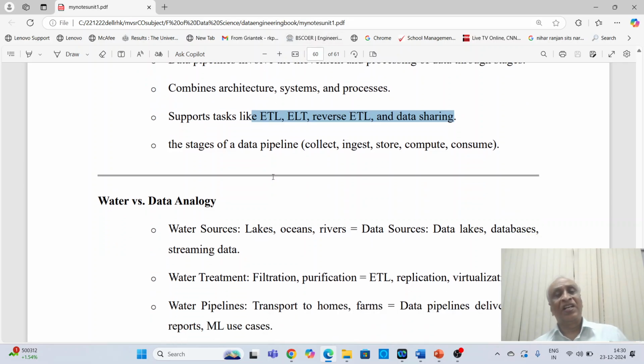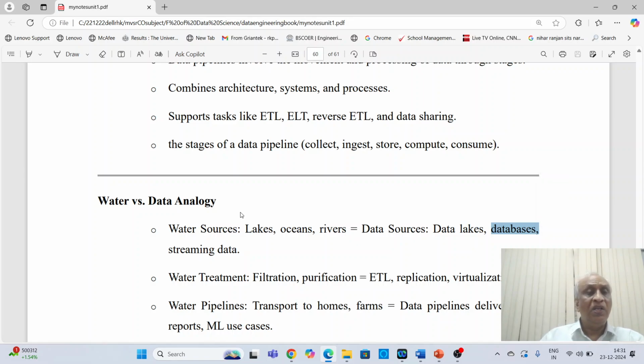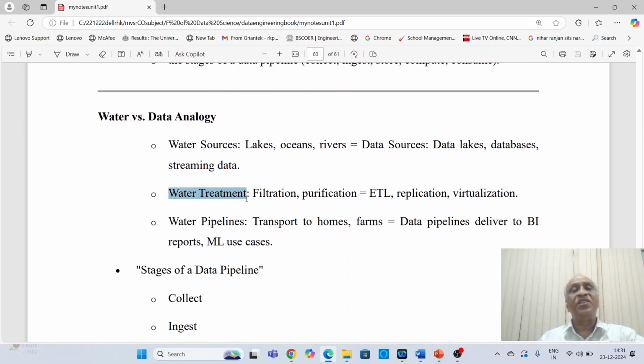Many of the literature I referred to uses a water analogy to understand data pipelines. We have water, and the different sources of water can be lakes, oceans, rivers. Similarly, we have data. The different sources for data can be data lakes, databases, streaming data. Your databases can be DynamoDB data or MySQL data, PostgreSQL data, and so on. A water treatment such as filtration and purification is done to the source of water. Similarly, data is treated with ETL, replication, virtualization.